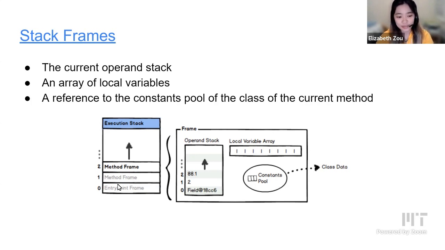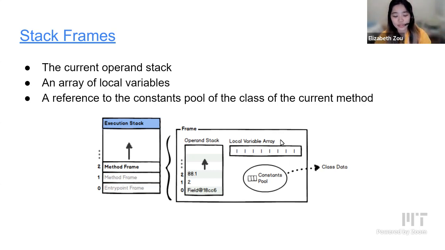When the code is running, it will push frames onto the stack and it will execute them in the execution order. And each frame contains an operand stack, which is kind of a bunch of variables, things it's using. And then it also has an array of local variables, and then also a reference to a constant pool of the class of the current method.